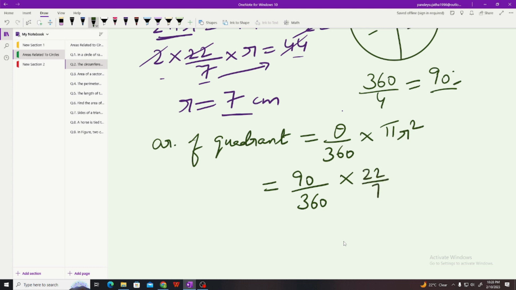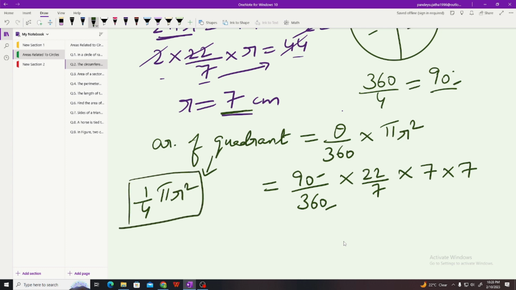So the pi is 22 upon 7, and radius we already found here, that is 7 into 7. So in place of using this theta as 90 upon 360, you can simply write the formula of quadrant as 1/4 of pi r square. So this is the formula for area of quadrant.